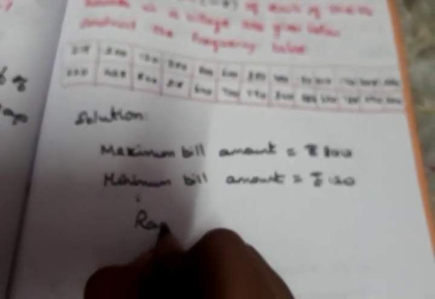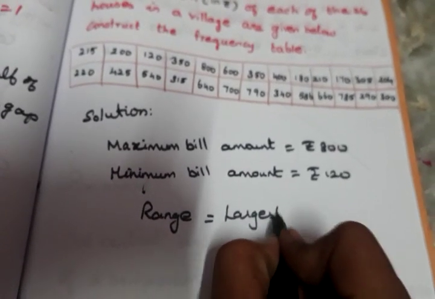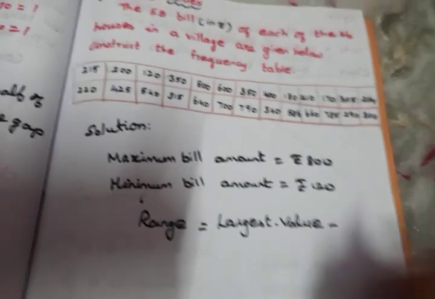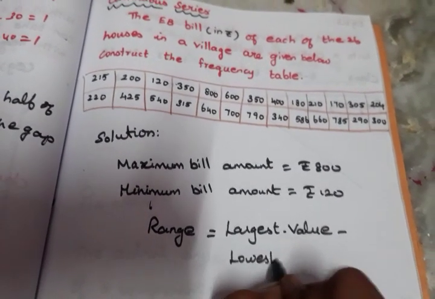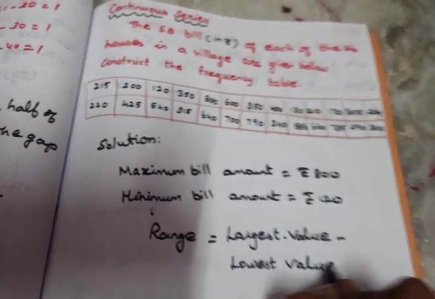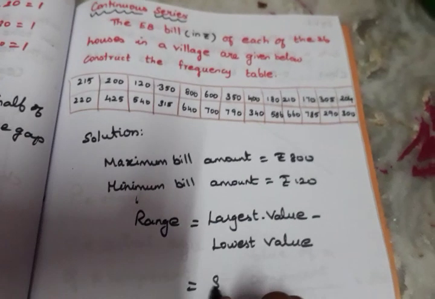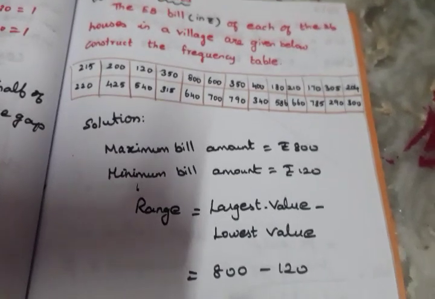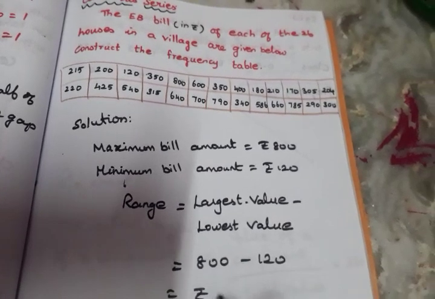Then first we find the range. Range means largest value minus lowest value. So range equals 800 minus 120 rupees. Subtracting, 800 minus 120 is 680.